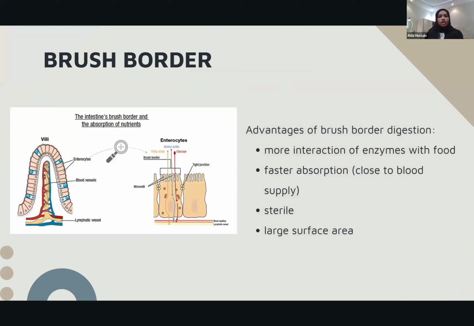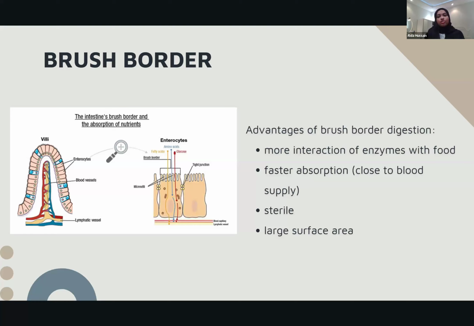The brush border, basically, is the part of the small intestine, which is where most of absorption takes place. This is where 95% of water is absorbed and a lot of the nutrients are absorbed. So, because most absorption is taking place over here, the brush border has to be fit for its job.